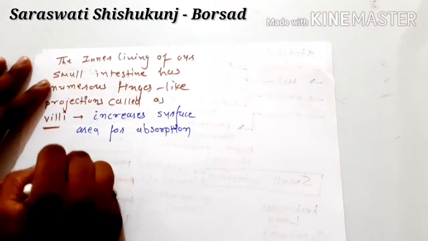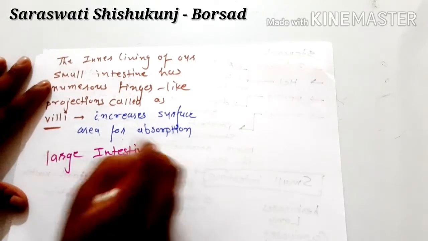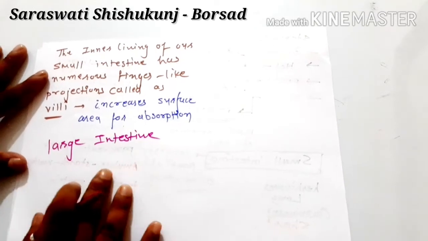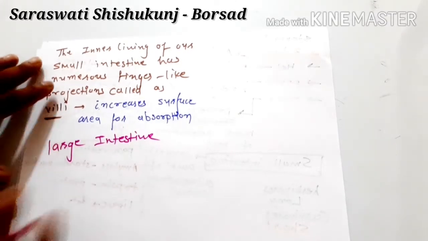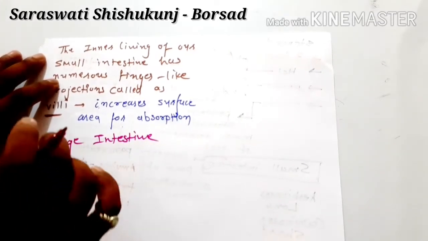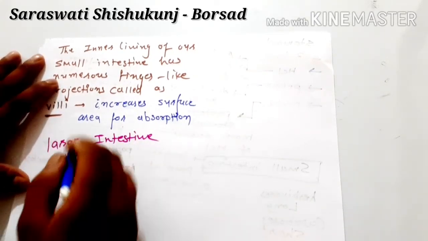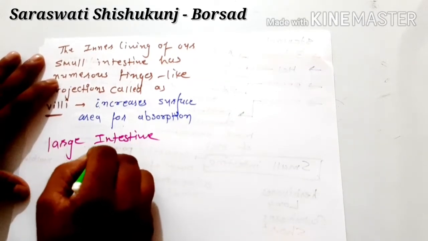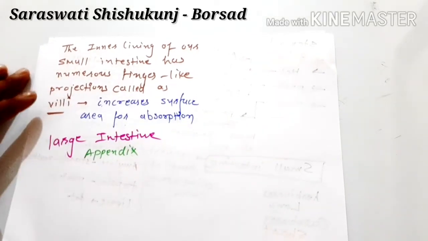Now it will move to the large intestine. As we discussed, the large intestine is not as long as the small intestine, it is shorter than the small intestine, but the width of the large intestine is more, so it is called large intestine. See, this large intestine is wider in diameter, and we have all heard this particular word appendix, right? So this appendix is also part of our large intestine.